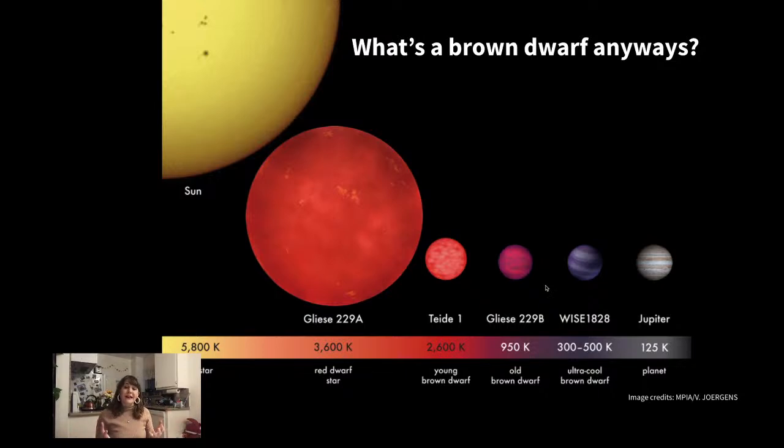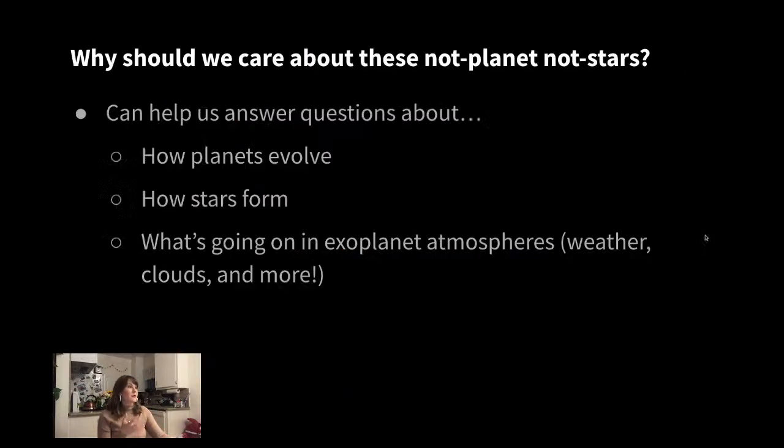So they're not big enough to actually start nuclear fusion in their cores and become a star, but they're also too big to be what we'd consider a planet. So brown dwarfs, they can't fuse hydrogen, but they can fuse heavy hydrogen or deuterium. And so they're this sort of transition between planets and stars. So they're really interesting for that reason.